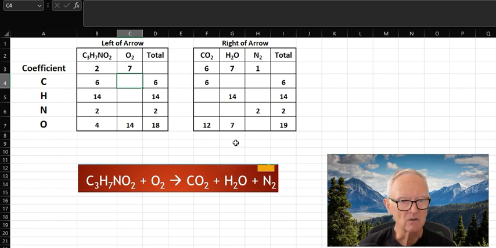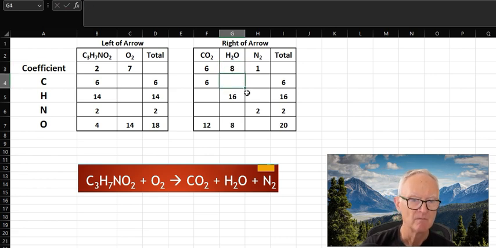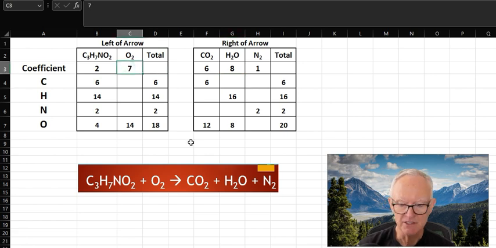All right, so let's go with 1 more oxygen on the right by changing water to 8. And then if we add 1 more O2 on the left by changing the coefficient of 7 to 8, well, now our oxygen's balanced, so that's great. And nitrogens are good, carbons are good, but our hydrogens are off now. We're short on the left.